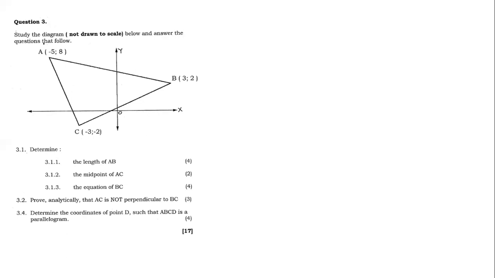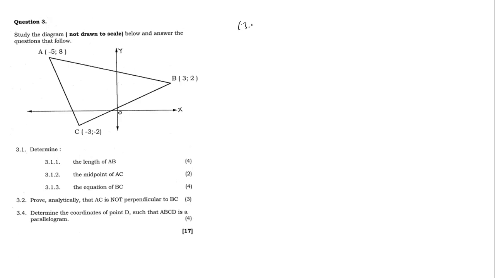Right then. So now let's continue with question number 3. This is analytical geometry, not Euclidean, okay? Study the diagram, not drawn to scale, below and answer the questions that follow. We have a triangle presented on our Cartesian plane, x and y. We are given the vertices of our triangle ABC. The coordinates are also provided. Now answer the questions based on this sketch, okay?